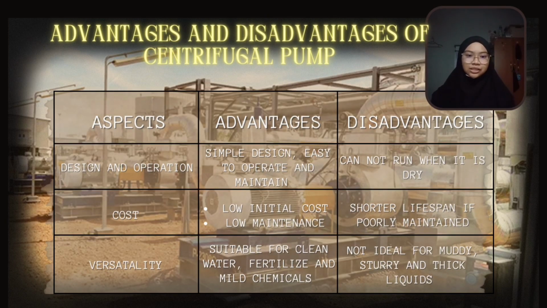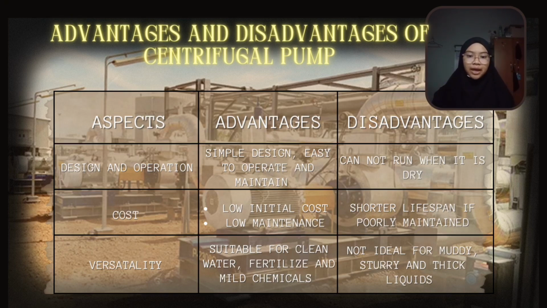Next are the advantages and disadvantages of the centrifugal pump. The first aspect is design and operation. The advantage is simple design, easy to operate and maintain. The disadvantage is that it cannot run when it's dry. The second aspect is cost. The advantage is low initial cost and low maintenance. The disadvantage is a shorter lifespan if poorly maintained.